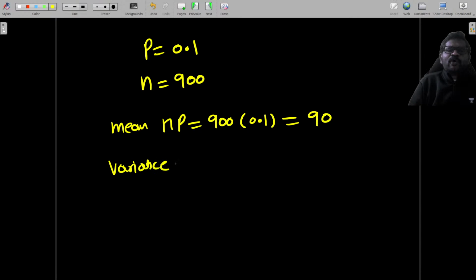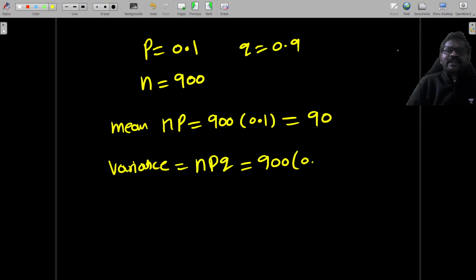If P is known, you can calculate Q value. If P is 0.1, Q value 0.9, because sum of probability of success plus failure is always 1, right? So if P is 0.1, then Q will be 0.9. Now, variance. Binomial variance is given by NPQ. N value 900, P value 0.1, Q value 0.9. Multiply 81. Variance is 81.